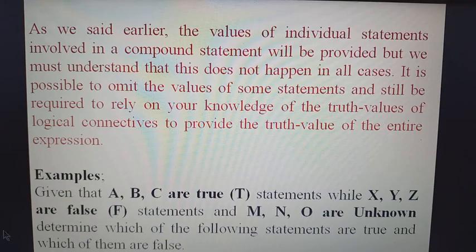Now, take a look at this example. Given that A, B, C are true statements, while X, Y, Z are false statements, and M, N, O are unknown, you have to determine the value of the expressions or the statements that you'll be given. So it means that anywhere you see A, you say true. Anywhere you see B, you say true. Anywhere you see C, you say true. Anywhere you see X, Y, or Z, you say false. And anywhere you see M, N, O, it is unknown. You don't know it.